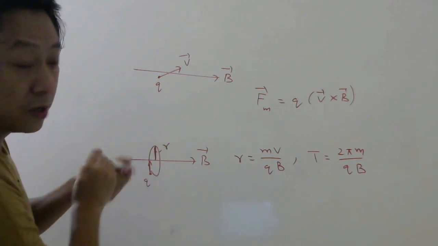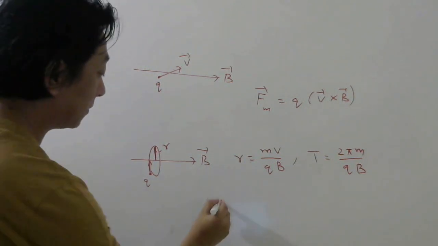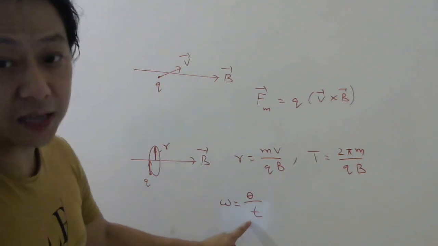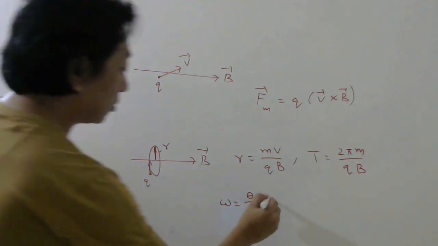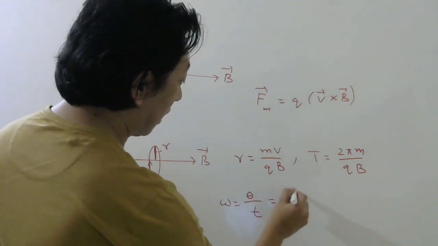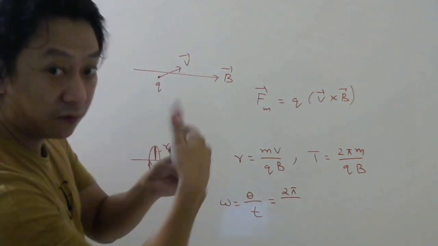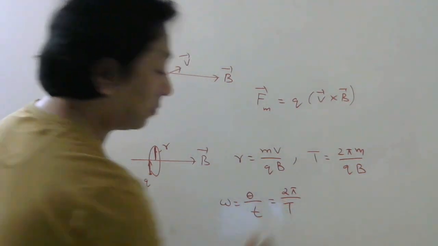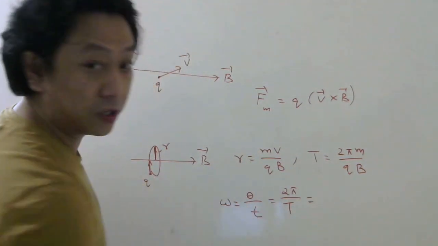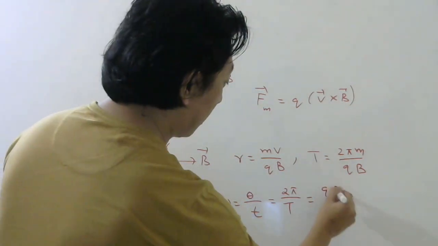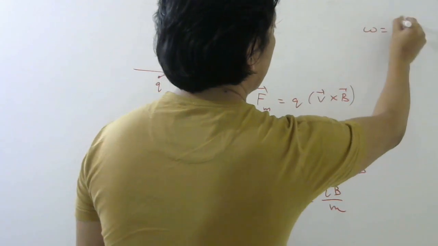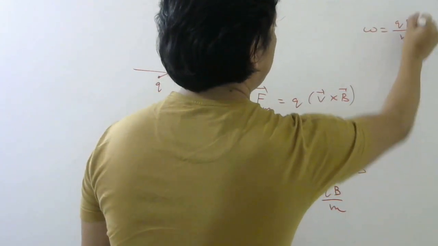Keeps rotating. So how much angle it covers in some time, if you divide the angle by the time, that is called angular speed. So to find that angular speed, if the angle is 2 pi, that is one complete revolution, time taken is time period. Substitute this time period here, you will get qb by m. Try to remember this formula. So angular speed is qb by m.